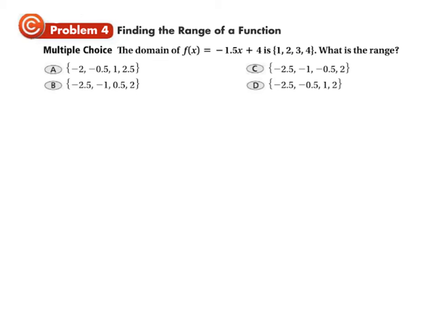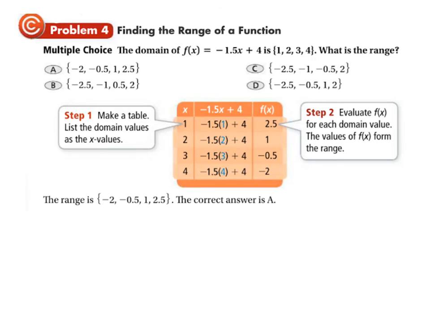And essentially what you would be writing is f of 1 equals negative 1.5 times 1 plus 4. F of 2 equals negative 1.5 times 2 plus 4. And you would do that over for all 4 numbers and calculate them out. That's what it looks like.